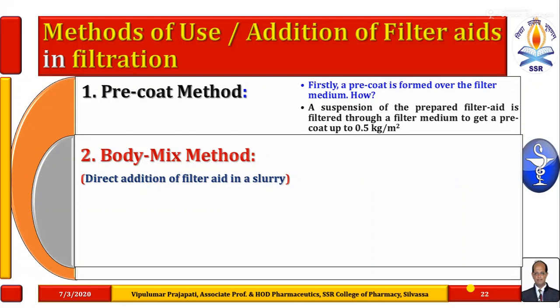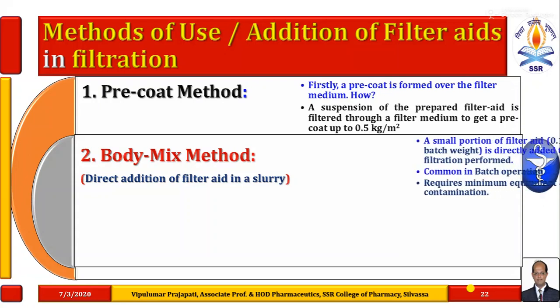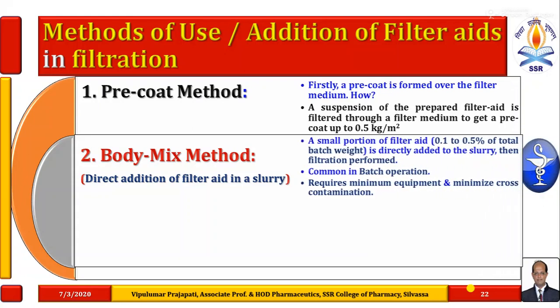Second method is known as the body mix method, meaning direct addition of filter aid to a given slurry. A small portion of filter aid, commonly 0.1 to 0.5% of total batch weight, is directly added to the slurry. Then the filtration is performed. It is commonly used in batch operations. It requires minimum equipment and minimizes cross contamination.